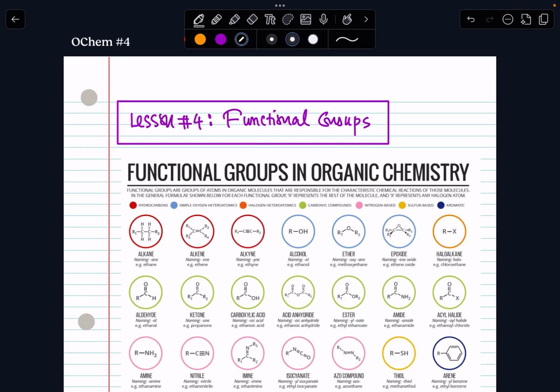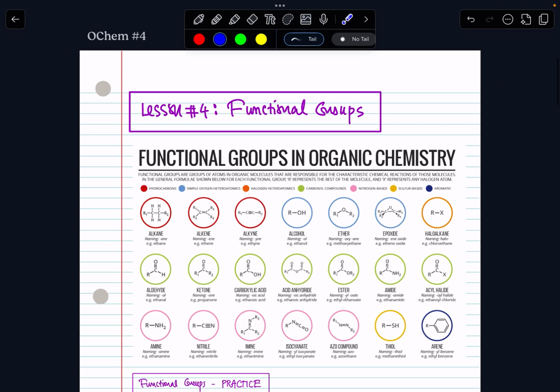Hello, everybody. So we're going to move on to lesson number 4, which is going to be on functional groups. We did talk about functional groups briefly before. These are groups or moieties or regions on organic molecules that basically give that organic molecule its chemical properties, and mostly its organic properties.